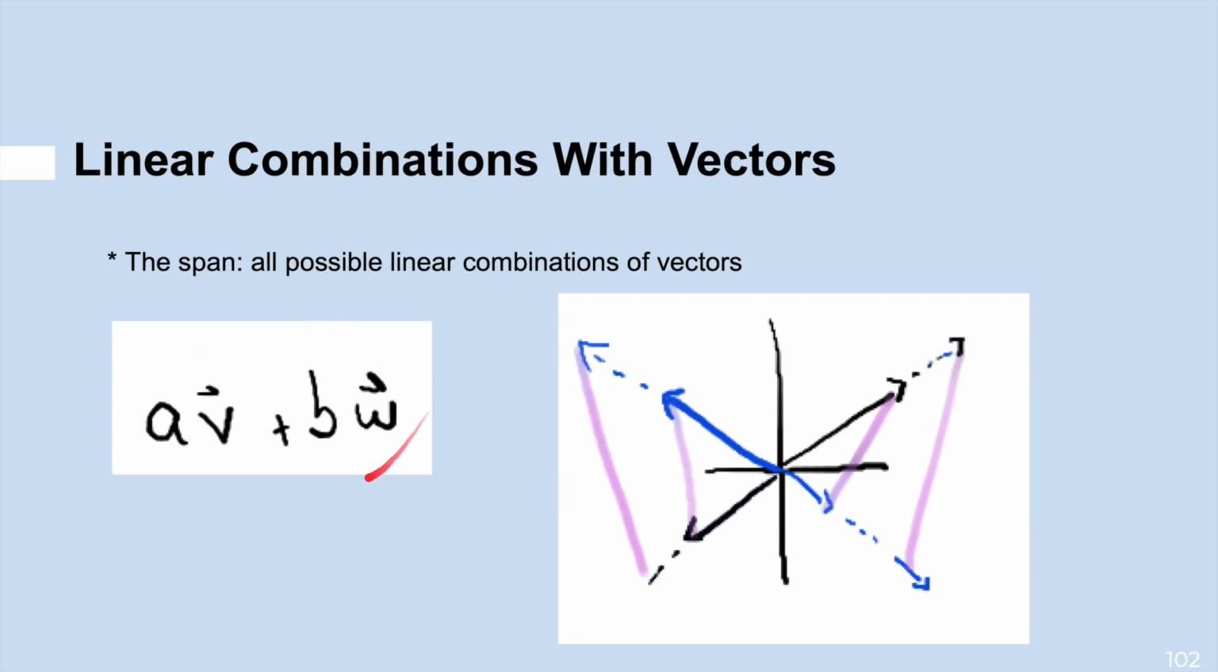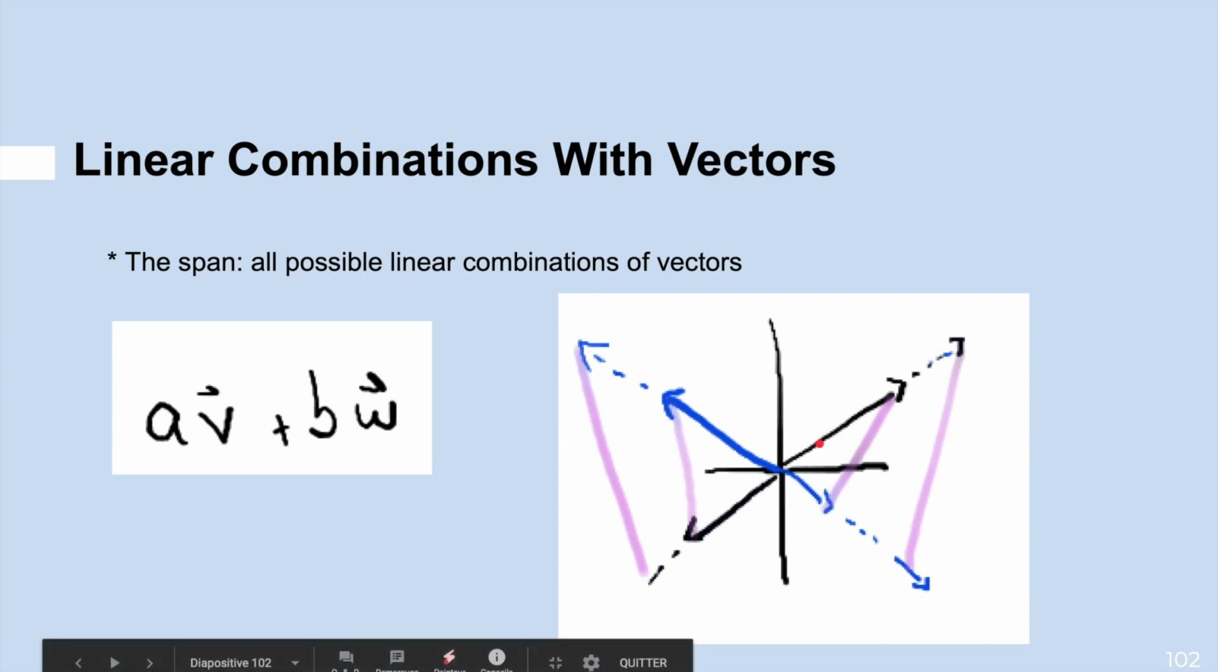Now where this is all going is linear combinations with vectors. So the equation for linear combination is A V, where A is a scalar and V is a vector, plus B times W, where B is a scalar and W is a vector. This graph might look super complicated, but it's okay, I'll explain it.